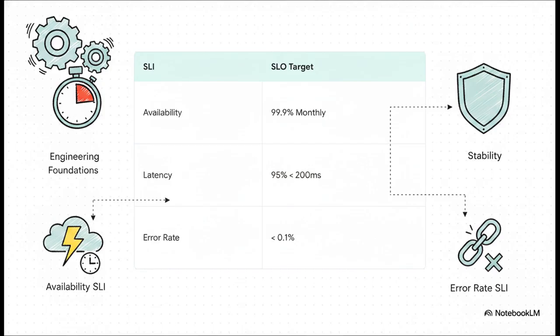For a latency SLO, the objective might dictate that 95% of all requests absolutely must complete in under 200 milliseconds. And for an error rate SLI, the SLO dictates strictly less than 0.1% failures. Setting these thresholds transforms your raw telemetry into uncompromising operational goals.